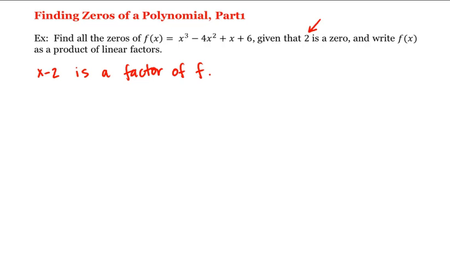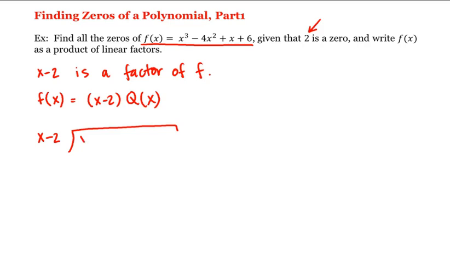Which means that x minus 2 will divide this polynomial f of x evenly. That is, there's a polynomial q of x such that f of x is equal to x minus 2 times q of x. And we can find q of x by dividing f by x minus 2. So let's do that.